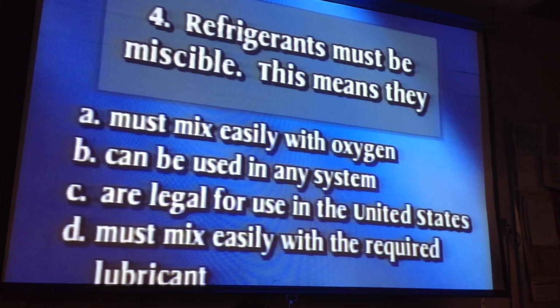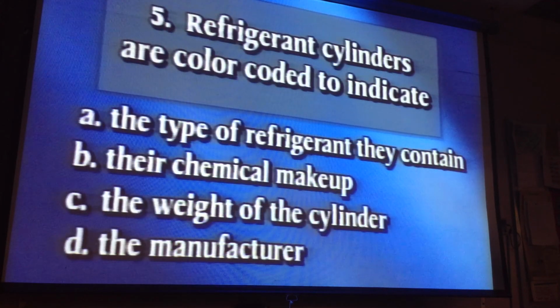Refrigerants must be miscible. This means they, A, must mix easily with oxygen, B, can be used in any system, C, are legal for use in the United States, D, must mix easily with the required lubricant. Answer? D. Good. Refrigerant cylinders are color-coded to indicate A, the type of refrigerant they contain, B, their chemical makeup, C, the weight of the cylinder, D, the manufacturer. Answer? A. Good. Yes.